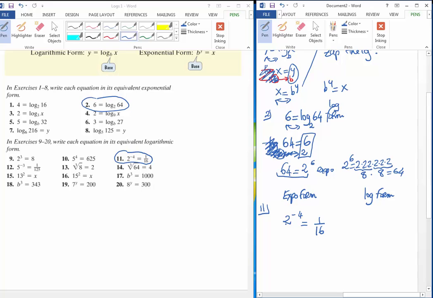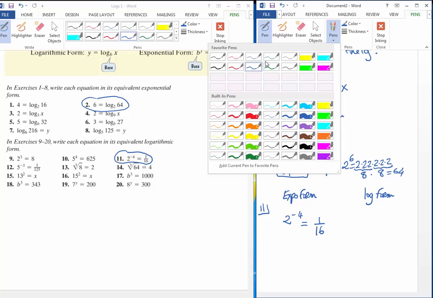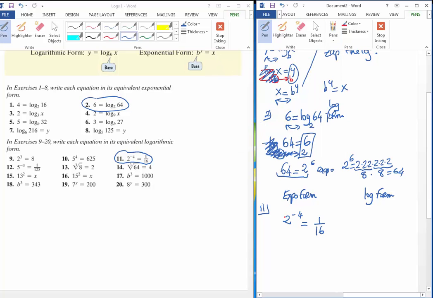Because I have the base 2 raised to the power negative 4 is equal to some number. So you don't see the word log anywhere, and you're really expressing a base raised to an exponent is equal to a quantity, in this case 1 over 16. So let's go ahead and identify for this one all the pieces that I have. Let's notice that I have a base which is over here 2.